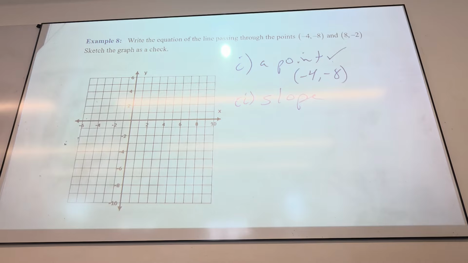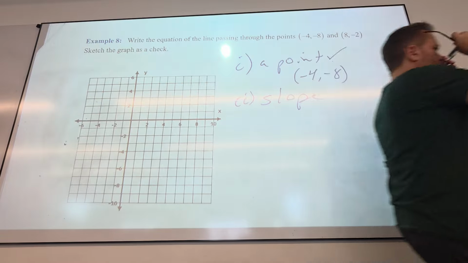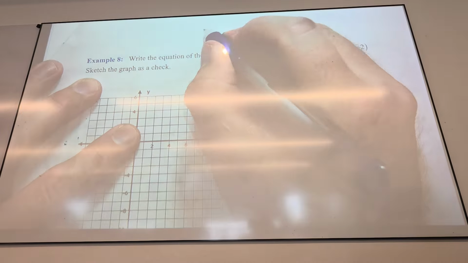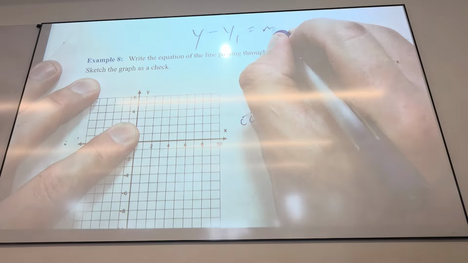y2 minus y1 over x2 minus x1. To be really honest, it could be y1 minus y2 over x1 minus x2, as long as the subscript's mentioned, right? So take a minute, figure out the slope, and then try to get the equation of the line put together. You don't have to, but you should use the one we just used.